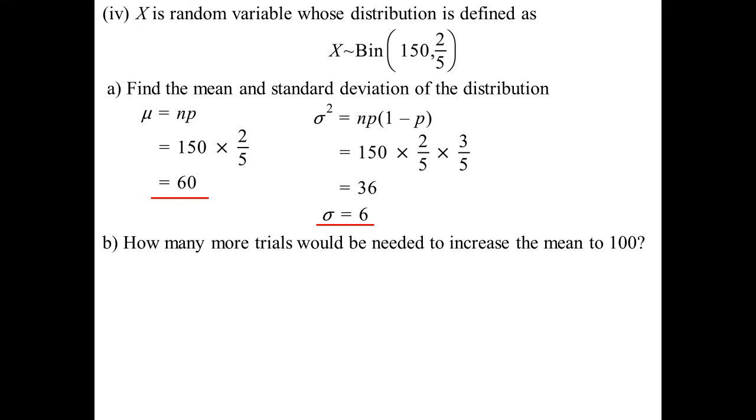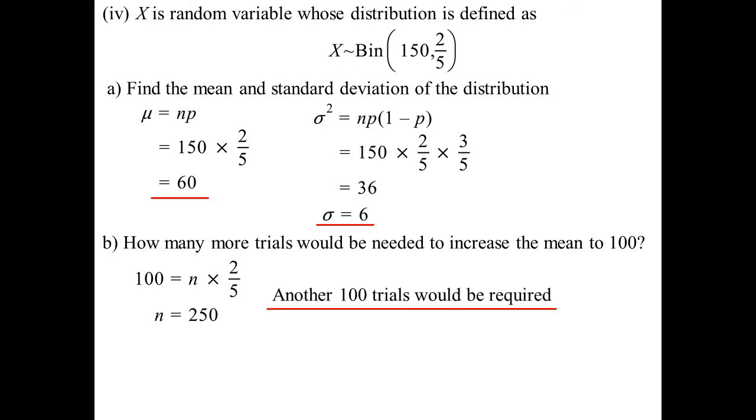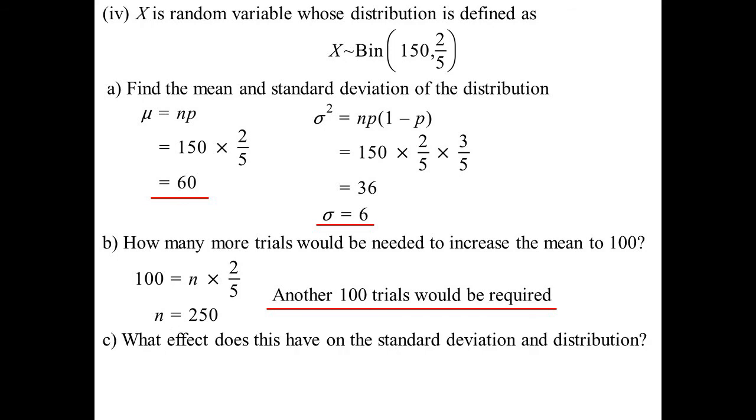How many more trials would be needed to increase that average to 100? So we now want np to equal 100. So n is 250. And that's 100 more trials. What effect would that have on the standard deviation and the distribution itself?